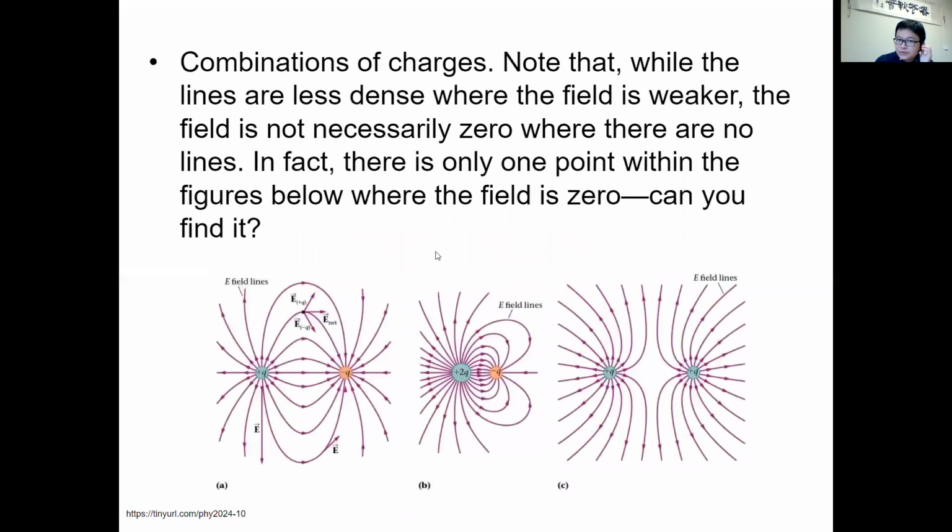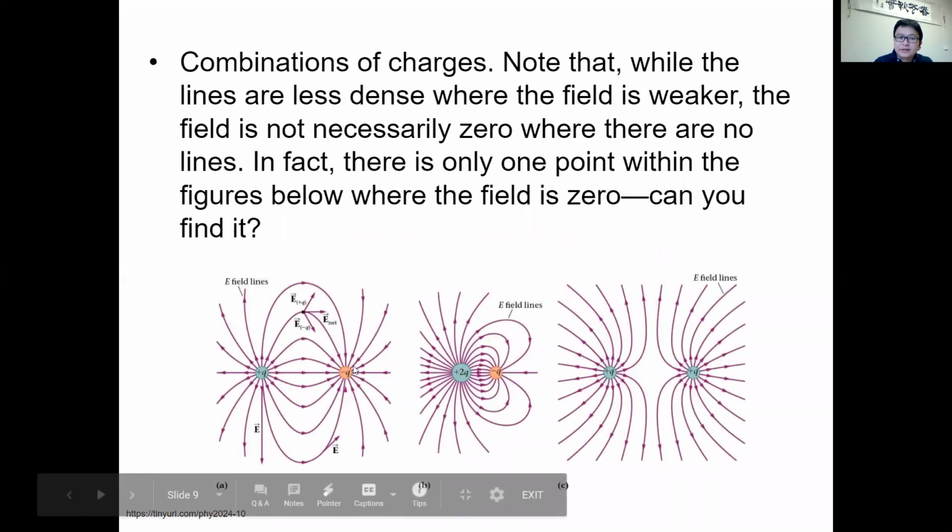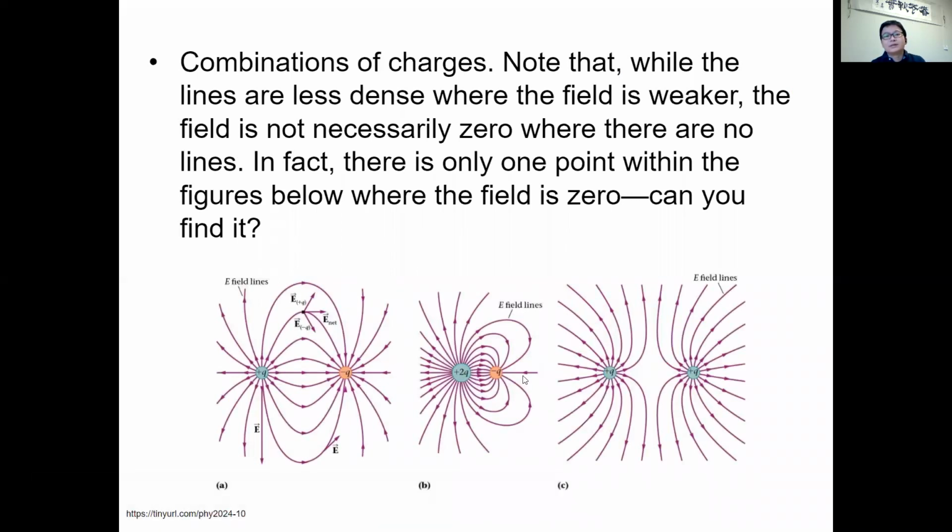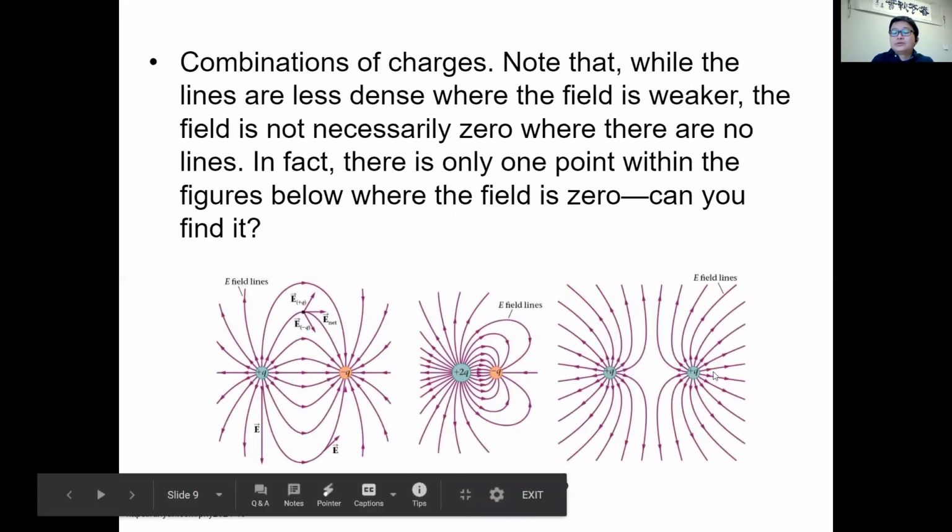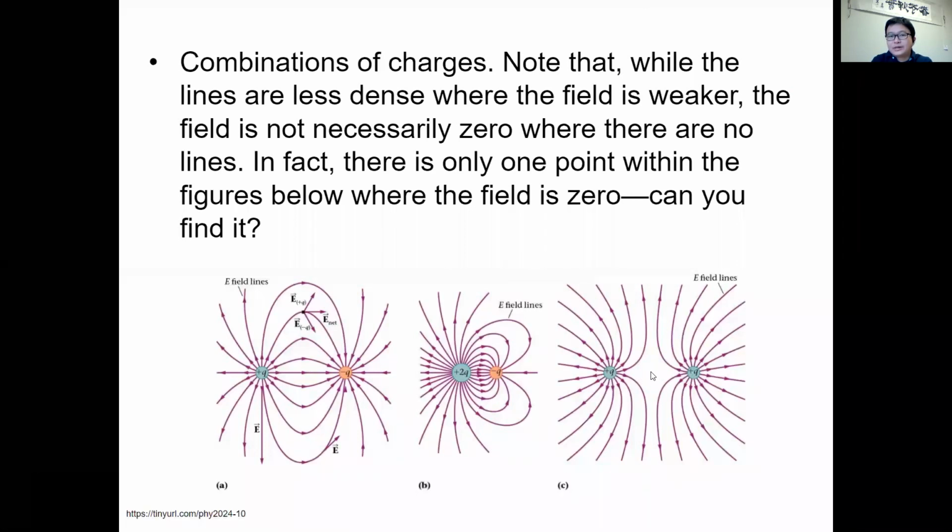If you have charges nearby each other, with positive and negative Q, then this is what the electric field lines look like. If you have positive 2Q and negative Q, then you have more lines surrounding the larger Q, and fewer lines surrounding the smaller Q. If you have two identical charges, then in the middle of these two charges, the electric field will be 0.